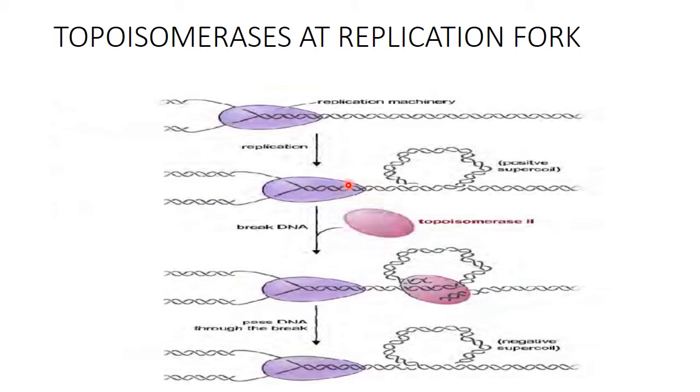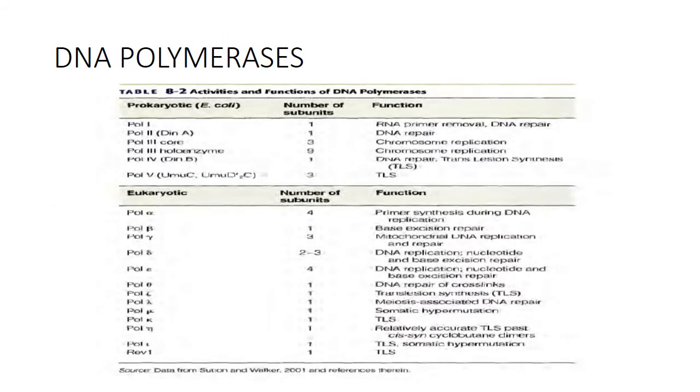To avoid this, an enzyme called topoisomerase always works ahead of the DNA polymerase. This topoisomerase breaks the DNA, releases the supercoil, and rejoins it by introduction of a negative coil. So what do you mean by negative coil? It relaxes the DNA and therefore the replication fork is free to move forward.